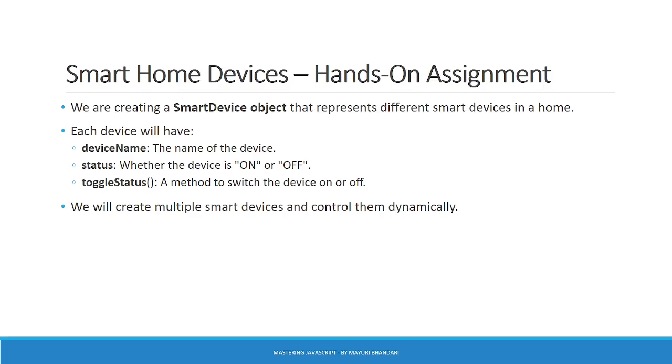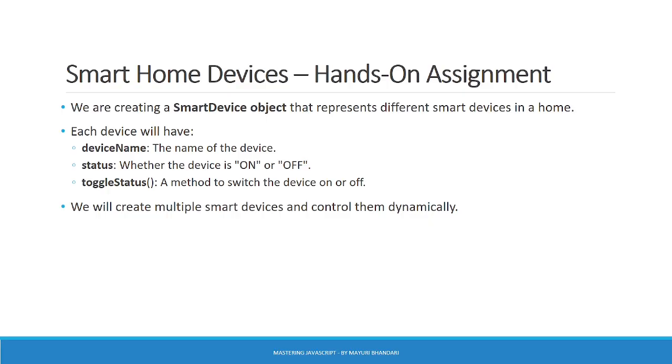In the last video, we explored different ways to create objects in JavaScript. Today, we'll put that knowledge into practice with a hands-on assignment. Here, we are creating a smart device object that represents different smart devices in a home. Each device will have properties like device name, status, and will have a method like toggle status to control them. So, we'll create multiple smart devices and control them dynamically.